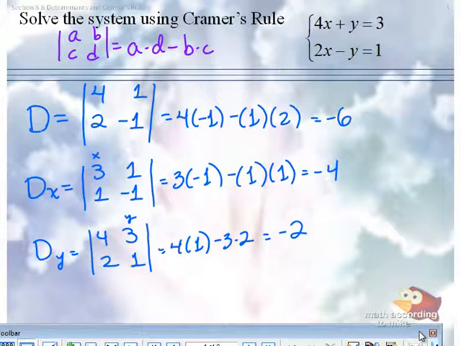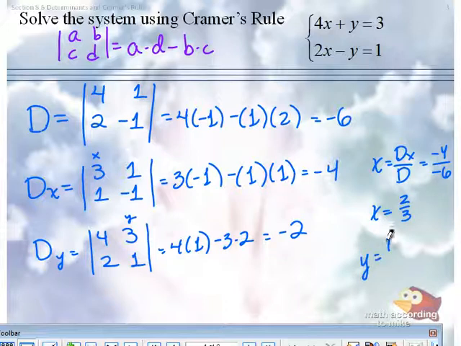So to finish this off, x is D sub x over D. So you would say negative 4 over negative 6. So what does that say about x? 2/3. Y is D sub y over D. So negative 2 over negative 6. So what does that say about y? 1/3. So the point at which these two lines intersect is 2/3, 1/3.